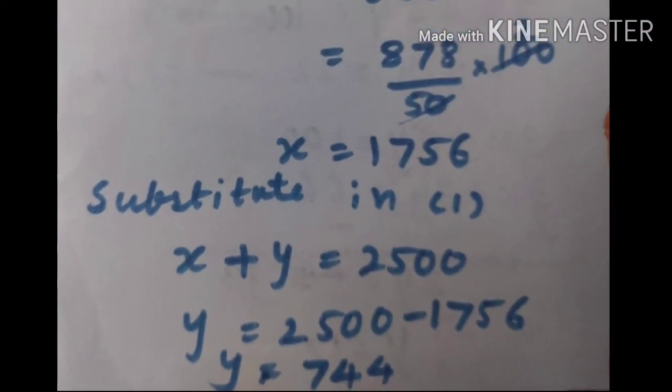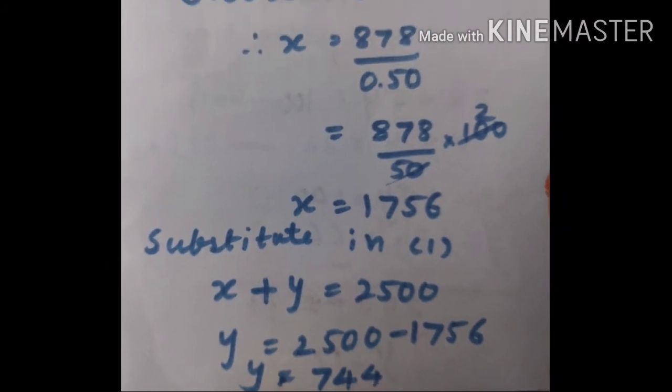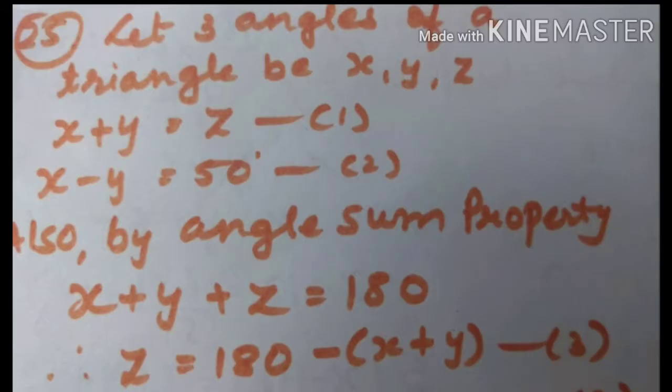Now we move on to the next question, question number 25. Question number 25 onwards there are geometrical problems, meaning they are based on geometry. The first one, number 25, is: in a triangle the sum of two angles is equal to the third. If the difference between them is 50 degrees, determine the angles.